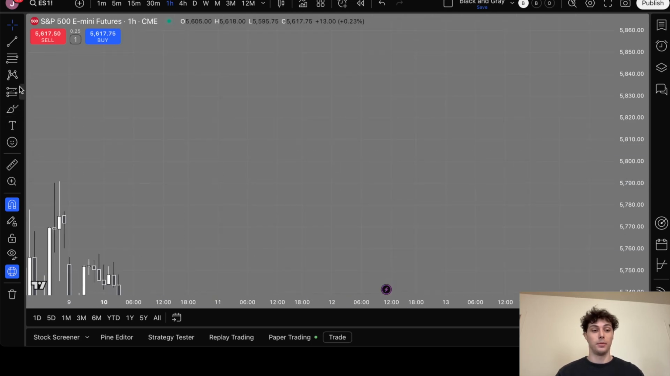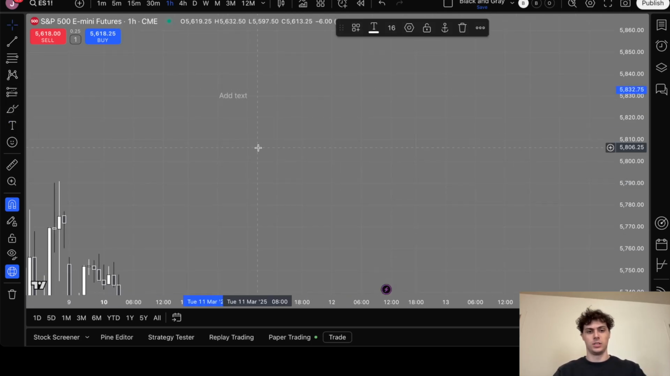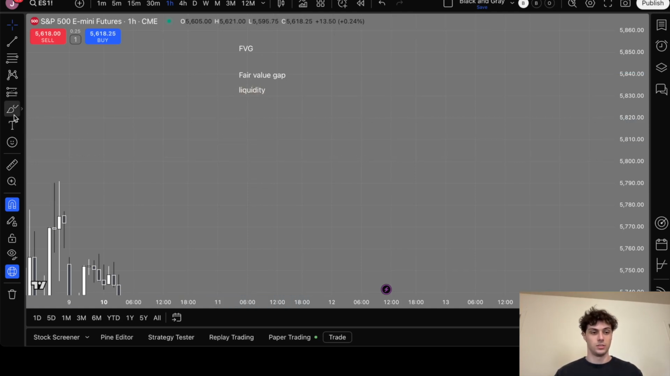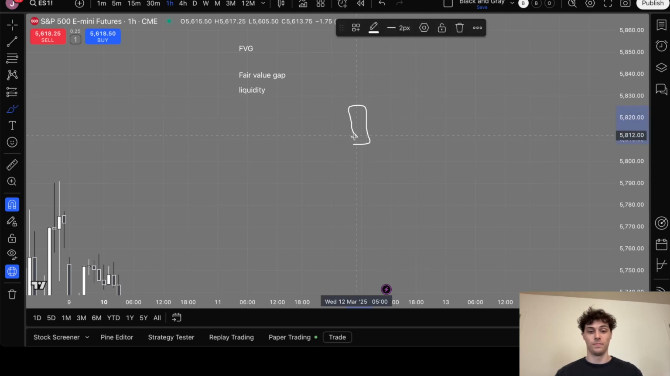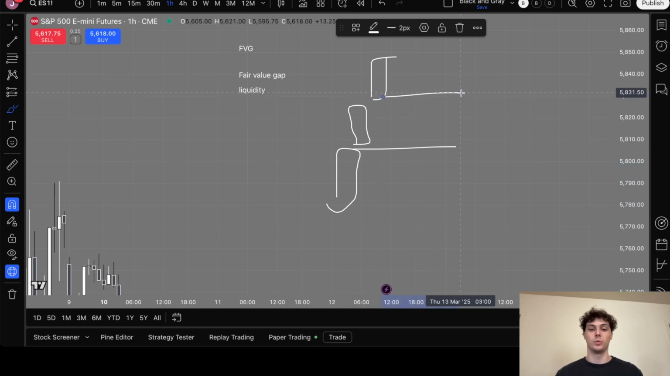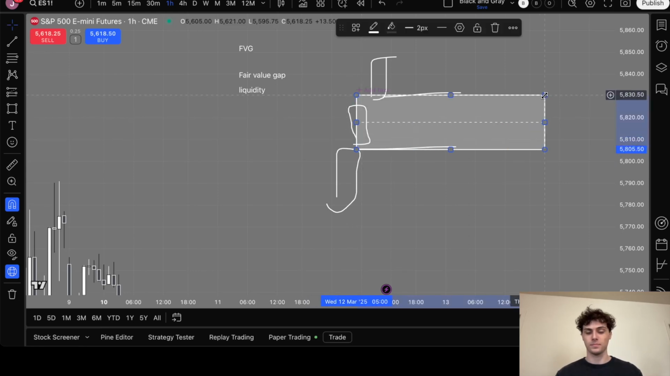So a fair value gap, I just call it an FVG. It's a fair value gap. You can also call it liquidity. And all it is, is one candle, two candles, three candles, and then this gap right here in between the candles is the fair value gap. And then you draw a rectangle, and then boom.